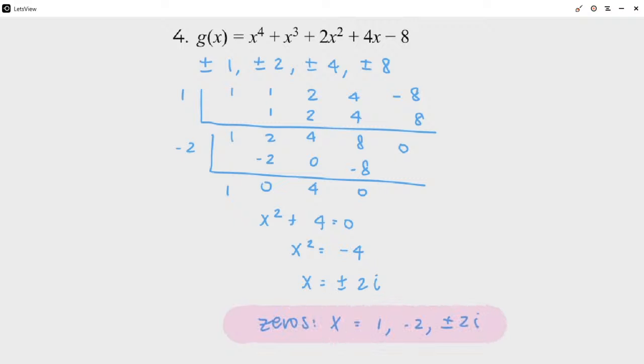So you won't always get x squared plus 4. These two problems just happen to be that. But you can use the quadratic equation or square roots like we did for these to solve and figure out what imaginary or radical solutions we have.